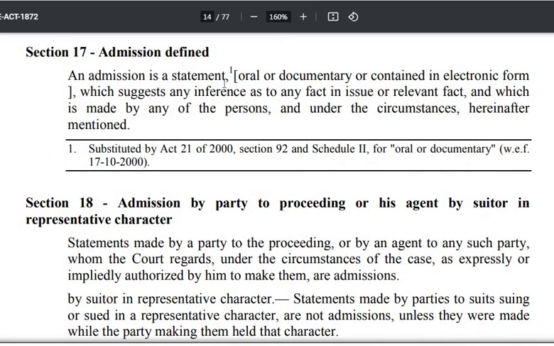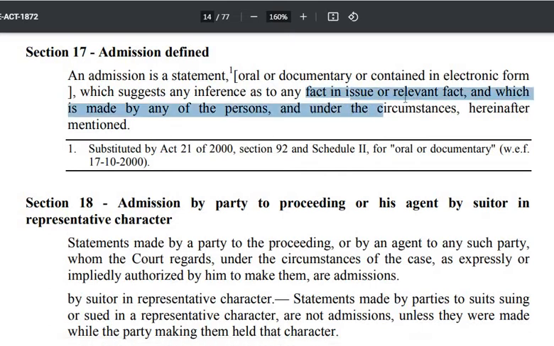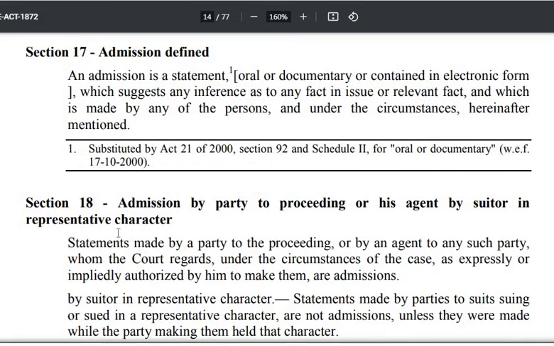An admission is a statement, oral or documentary, or contained in an electronic form, which suggests any inference as to any fact in issue or relevant fact, and which is made by any of the persons and under the circumstances hereinafter mentioned. अब देखिए, अगर आपसे कोई पूछे which section defines admission, then always say that it is section 17 till 20. अकेला एक सेक्शन डिफाइन नहीं कर रहा है, it is 17, 18, 19, 20. All of them together give the definition of admission. Because 17 give reference to other sections.